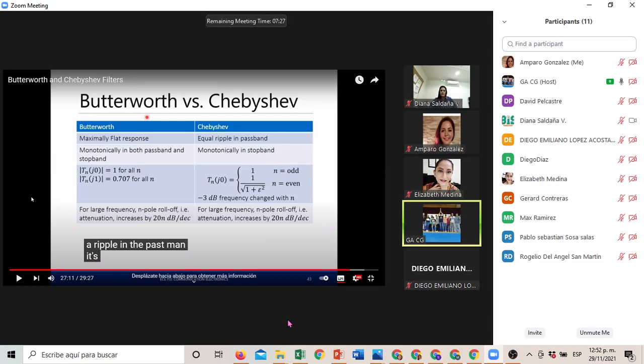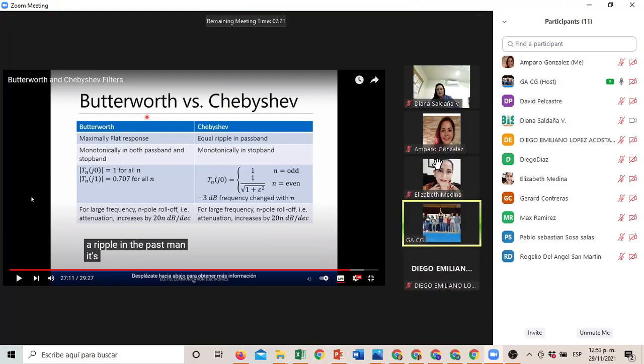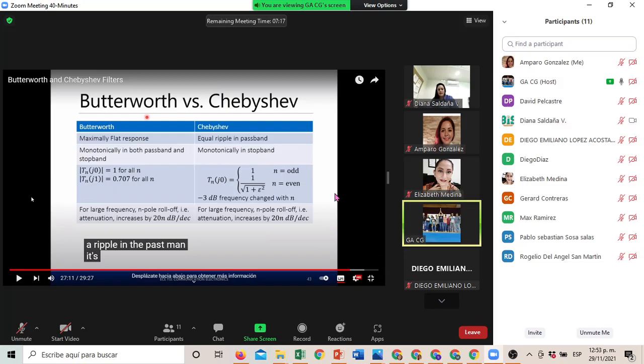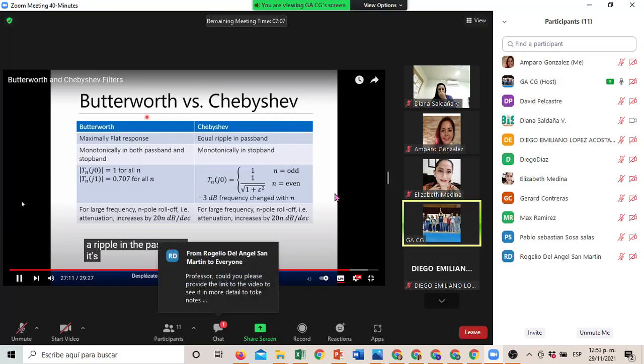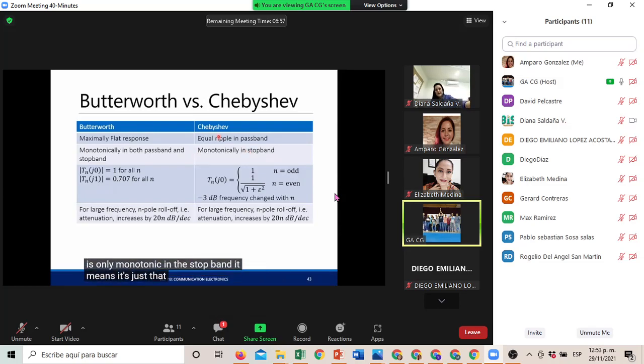That means that you can have some variation in the response, but this variation is only when you are not in your cutoff frequency. Okay. The Butterworth is monotonic in both passband and stopband. Chebyshev is only monotonic in the stopband. It means it's just steadily decreasing. So here it's steady flat in the passband and then steadily decreasing in the stopband.